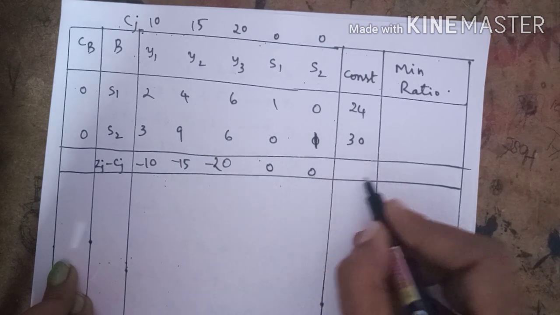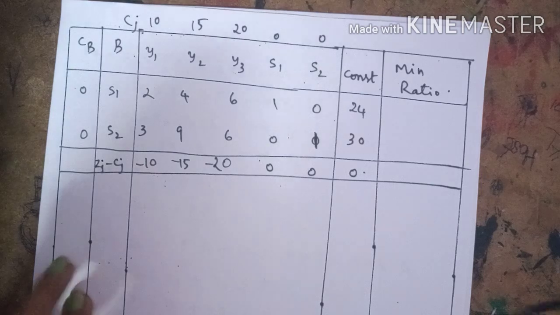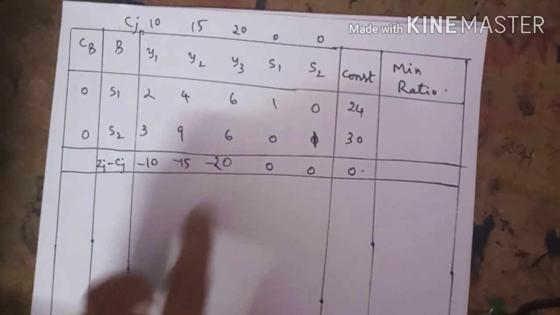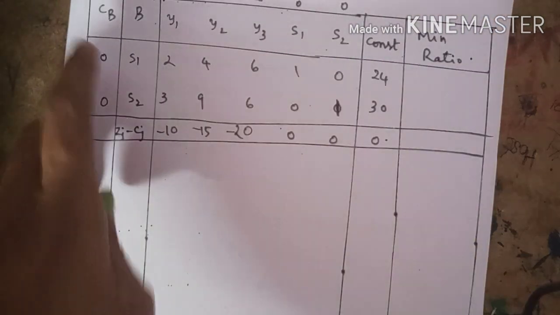0 and 0 you will get. Here also 0 you will get. That means whatever the values are here, the same values with the opposite sign you will get. Why? Because here CB contains 0, 0. That's why. Now take the most negative value from the index row.